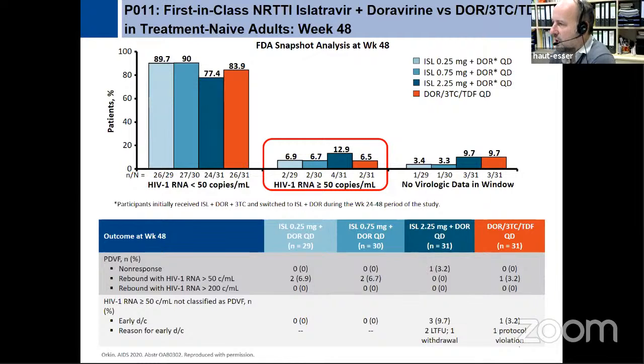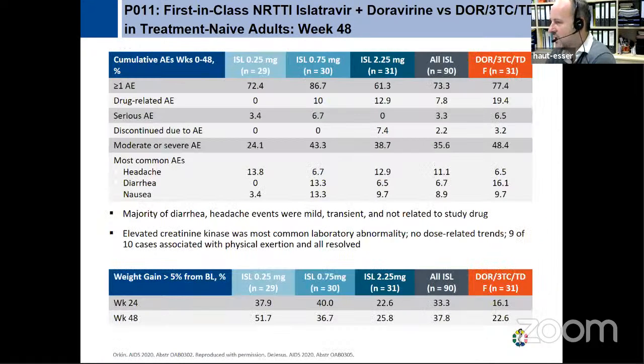You see a good efficacy in most arms. What is very interesting is that the arm with the highest dosage seems to have some problems with efficacy. So we are interested in how they are going on with the development program. But at the end, in the other arms, the patients reach a viral load below the level of detection of around 90% at 48 weeks. And so we see it's so far very well tolerated. So it might be a new option.